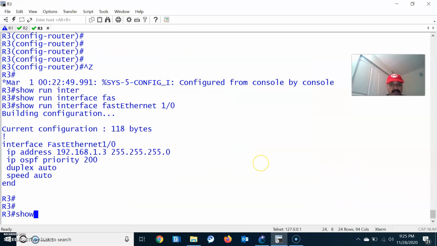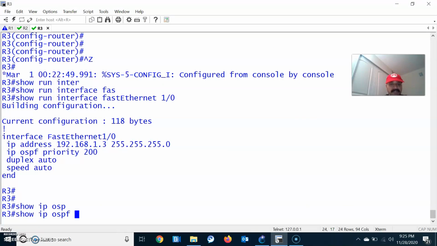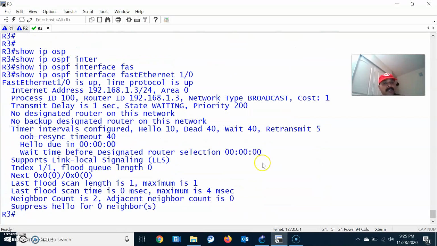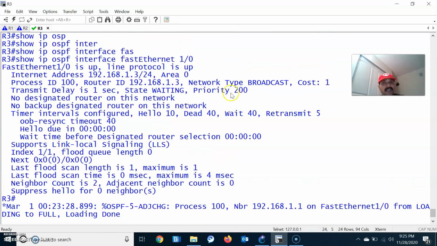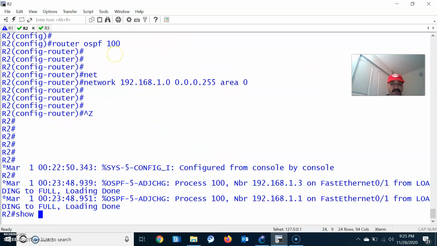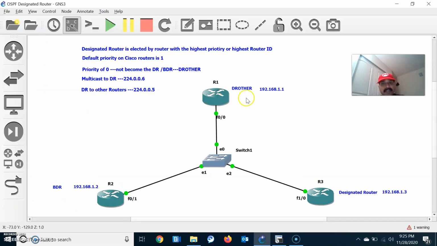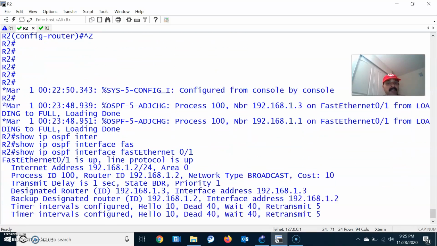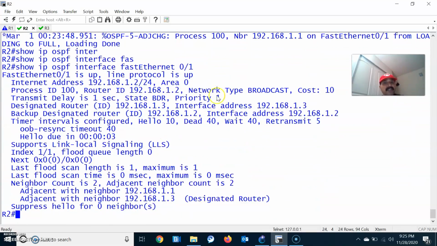Let us go here: show ip ospf interface FastEthernet 1/0. You can see the priority is 200. So this is selected as the designated router because of the highest priority, right? Similarly, go to this one, it will show the default priority. Show ip ospf interface, let us see the priority. It is FastEthernet 0/1. The default priority it takes is 1.